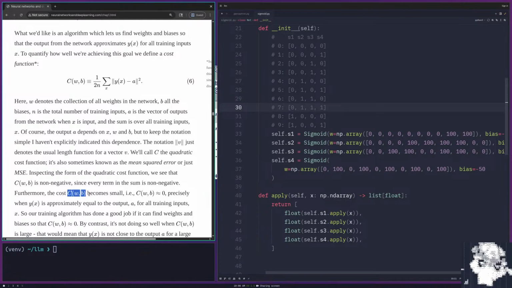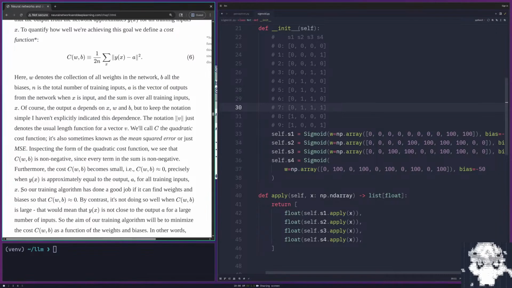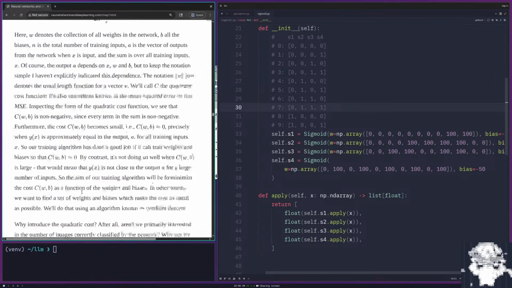Furthermore, the cost of weights and biases becomes small, i.e. C of WB is approximately equal to 0, precisely when y of x is approximately equal to the output A for all training inputs, x. So our training algorithm has done a good job if it can find weights and biases so that C of WB is approximately equal to 0. By contrast, it's not doing so well when C of WB is large. That would mean that y of x is not close to the output A for a large number of inputs.